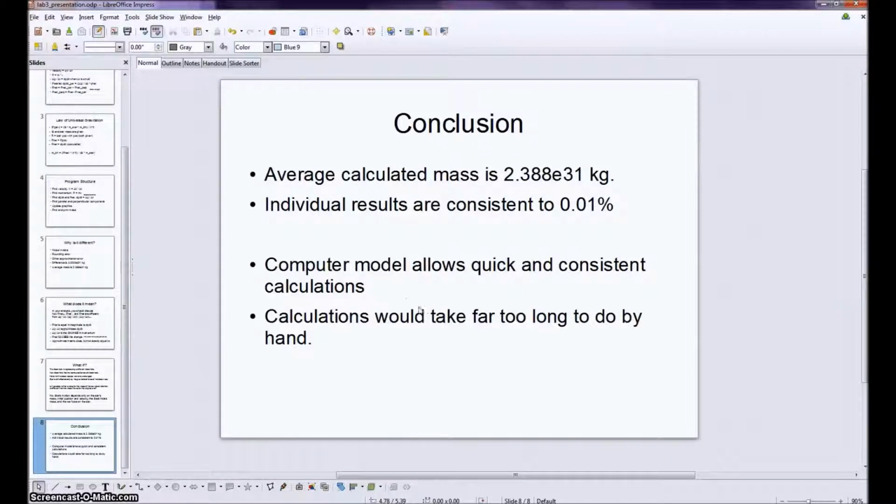The average of my mass calculations is 2.388 times 10 to the 31st kilograms. Each individual result is consistent with the other results to within 0.01%. The model allows me to do these calculations quickly and consistently, which I would not be able to do anywhere nearly as well if I did it by hand.